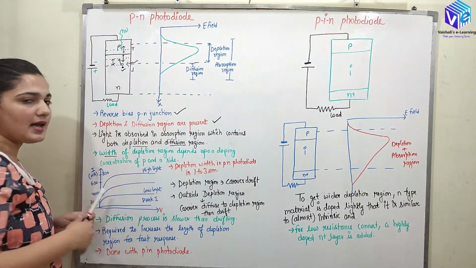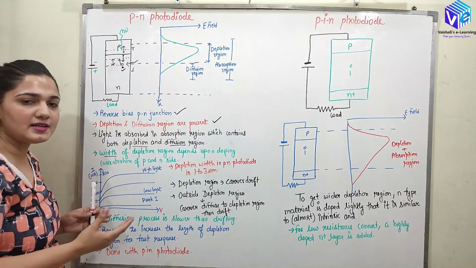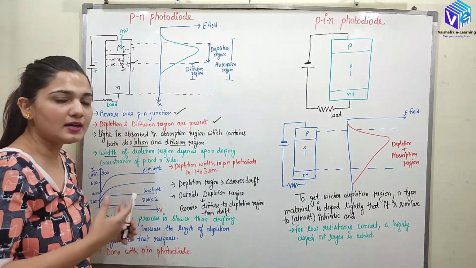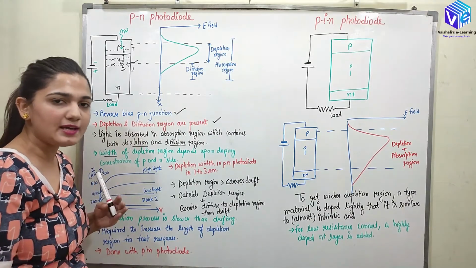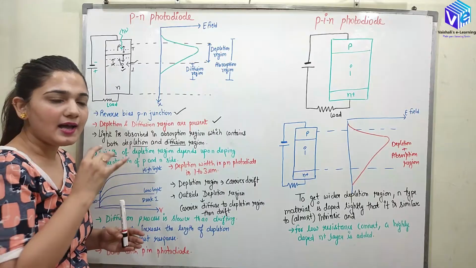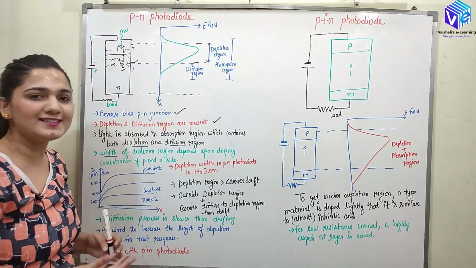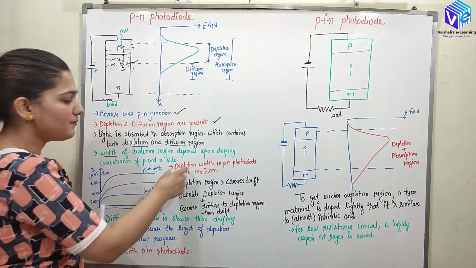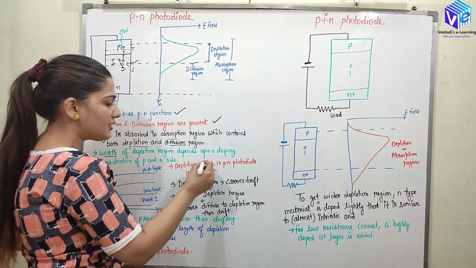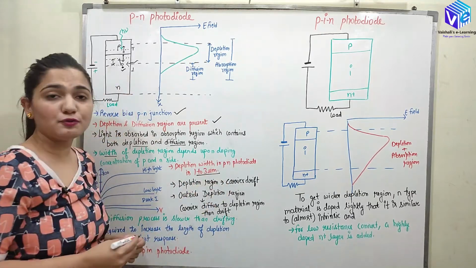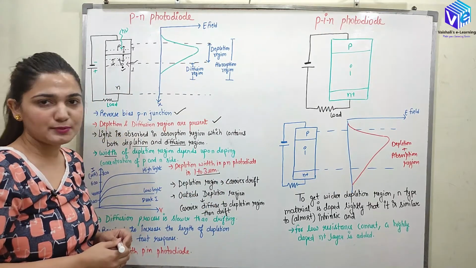So I can control the doping concentration only up to an extent. I cannot make the doping concentration very less or very high, right? I have limited control on the doping concentration, and I want to increase the depletion region width. The average depletion region width in a PN photodiode is around 1 to 3 micrometer only, which is very less.